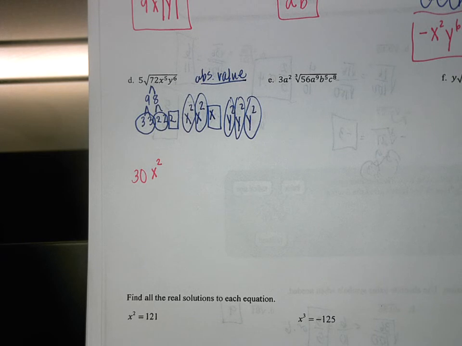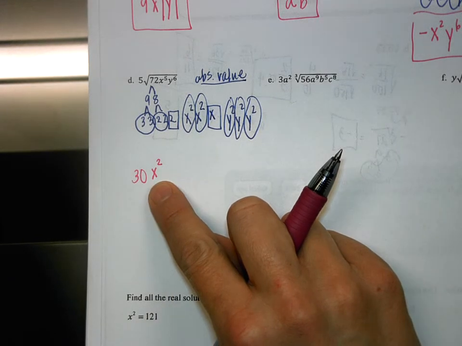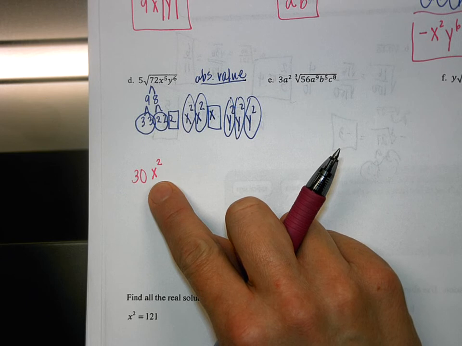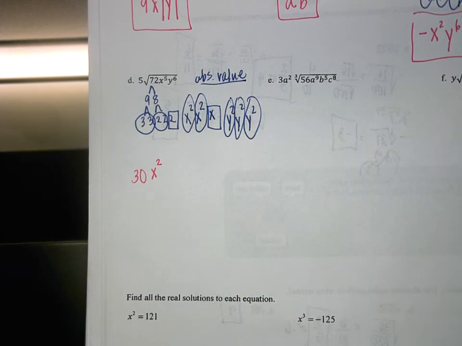So let's think about it. If you have something squared and it's negative, negative times a negative will end up being a positive. So do we need to worry about putting absolute values around this? No, because even if it was a negative, when you square it, it'll become a positive. Okay? Now, for the y's, how many y's do I have?